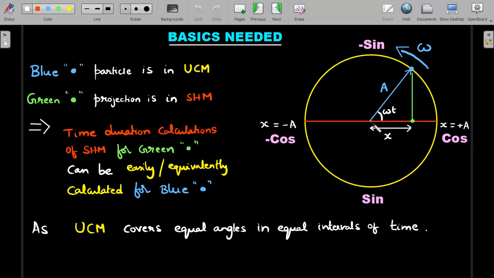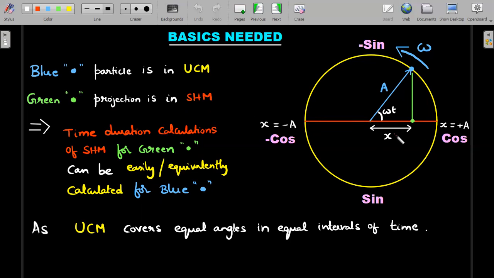I've taken the circle center as x equal to 0 and the extremes as minus A and plus A. It's obvious that the radius vector has a magnitude of capital A. Now as this particle moves on the circle, its projection moves on this diameter back and forth. So that green particle's projection is going to be in SHM. How do I know that? Because if this is capital A, the value of x becomes A cos omega t.